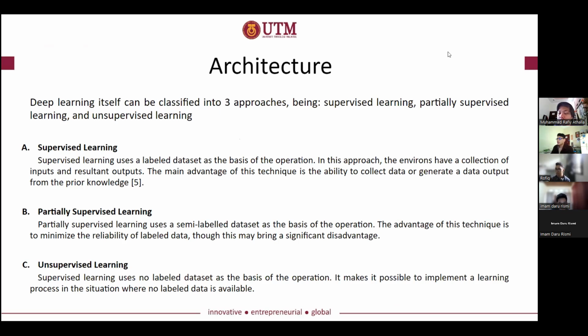Next is partially supervised learning, which uses a semi-labeled dataset as the basis of the operation. The advantage of this technique is to minimize the reliance on labeled data, though this may bring a significant disadvantage. Lastly, unsupervised learning uses no labeled data set as the basis of the operation. It makes it possible to implement a learning process in situations where no labeled data is available. Each of the different approaches is differentiated by the data set used, with some using labeled data majorly and some not. We can continue to the next slide.